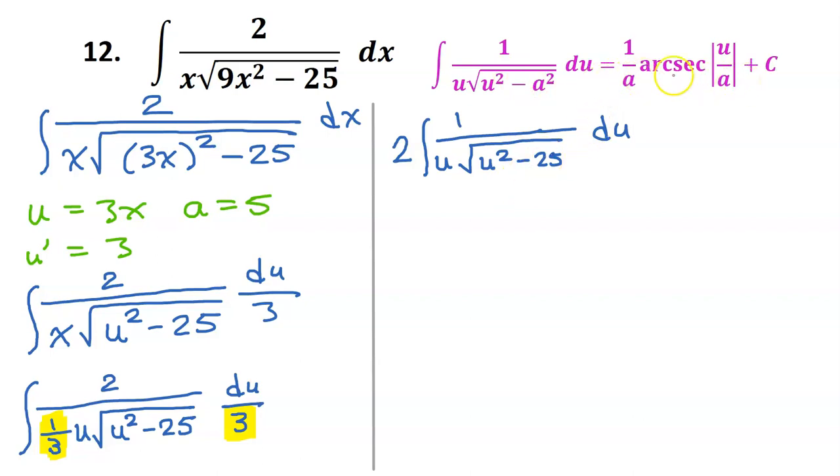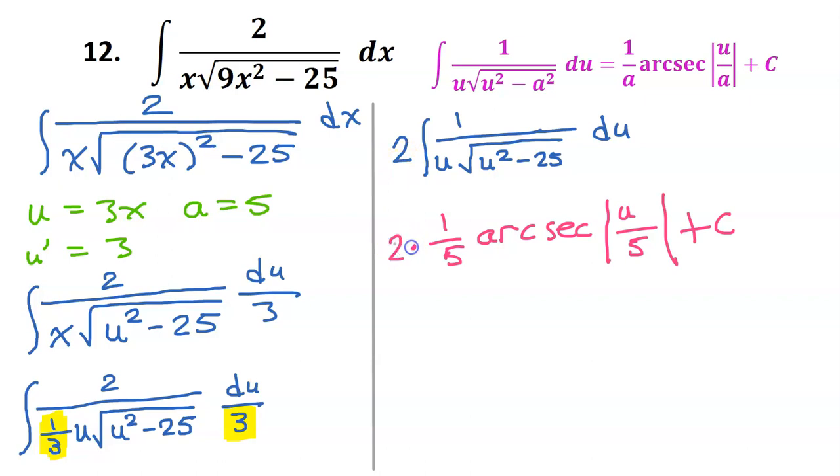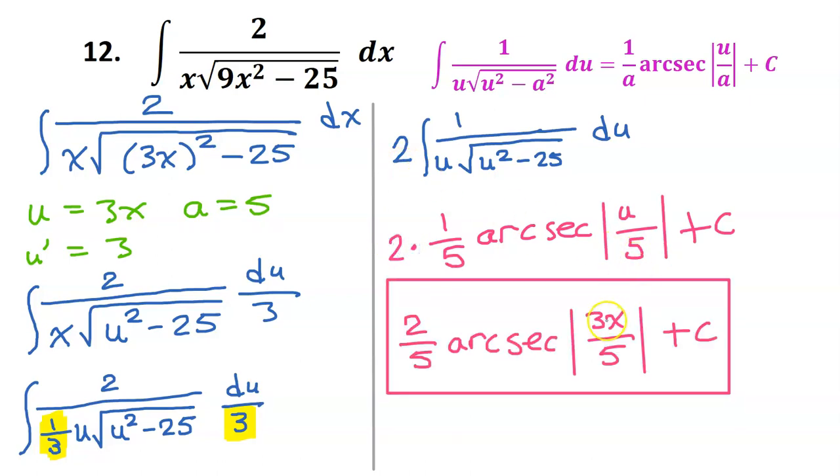So let's go ahead and do it. We have 1 over a, so that's going to be 1 over 5, times the arcsecant, absolute value of u over a, so u over 5, plus c. Don't forget about the 2 that's in the front as well. Substituting 3x back in for u, we have the final answer.